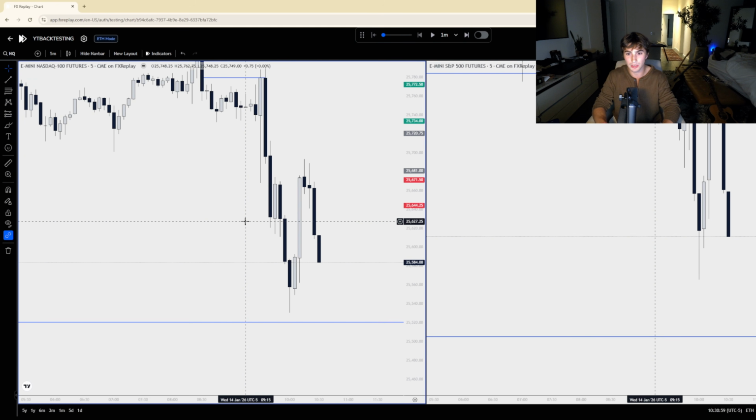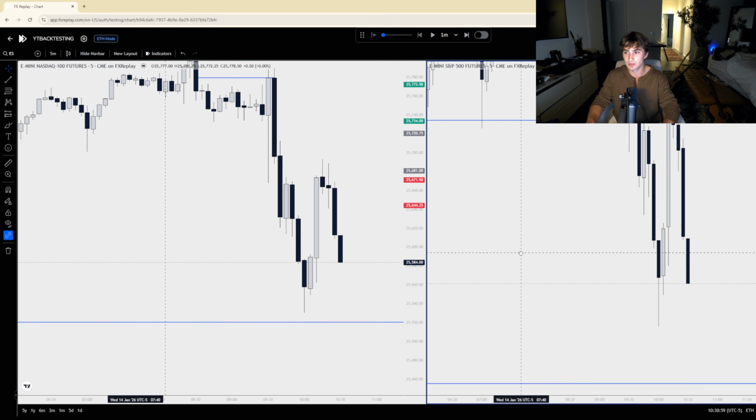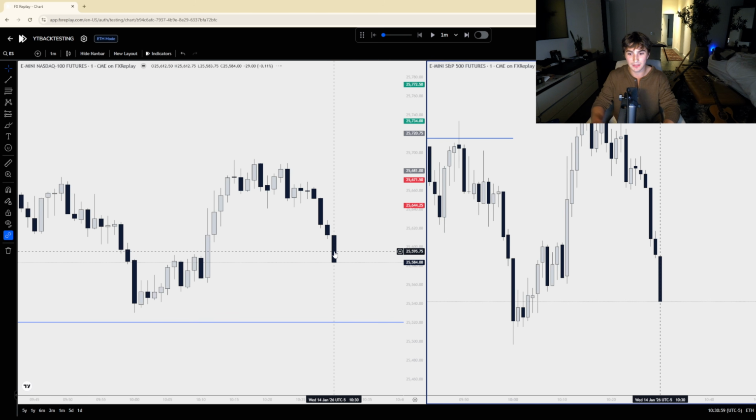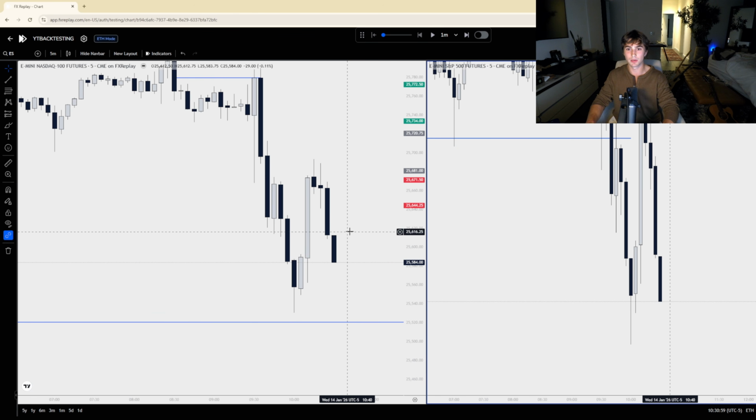Can we short towards this? This could be interesting. Let's see. Yeah, this could be a short. So this is a good example right here. I like this. Why do I like this? Because this is a perfect example of continuation shorts, and this is how I would play something like this.